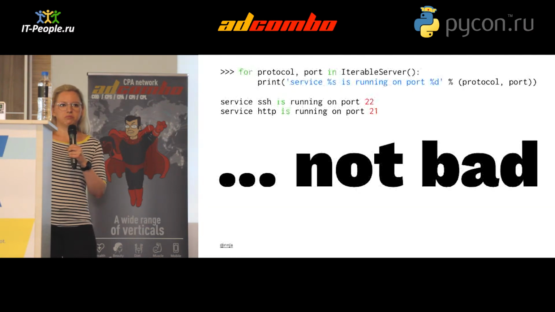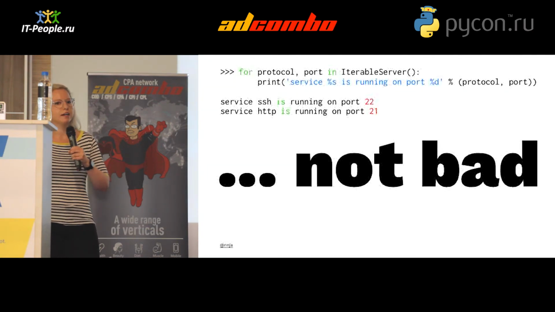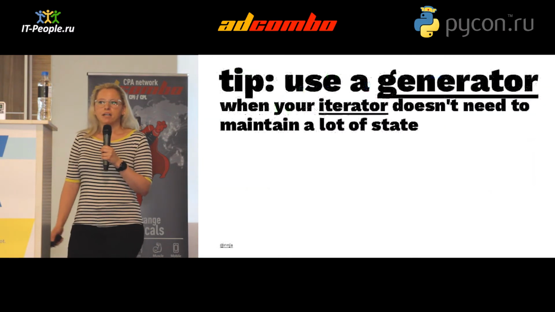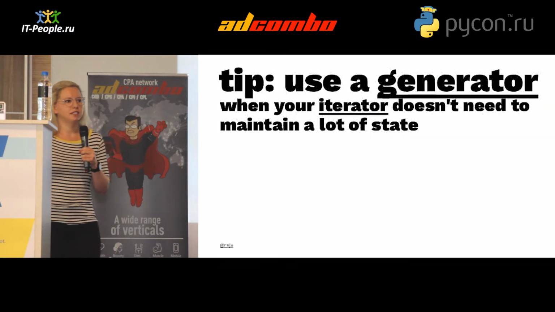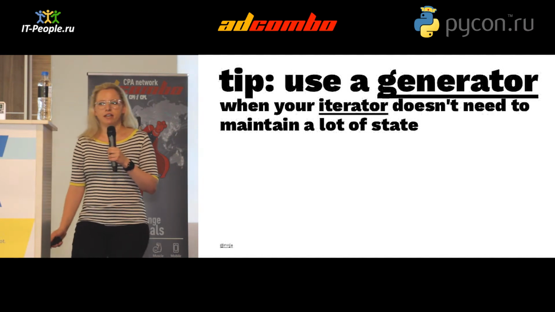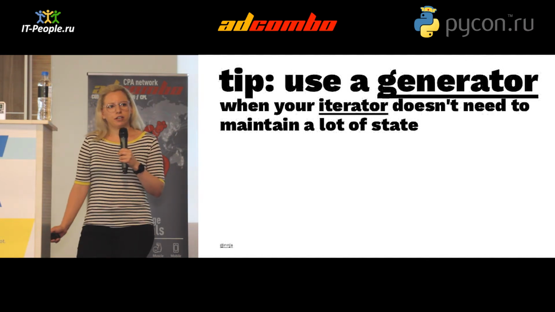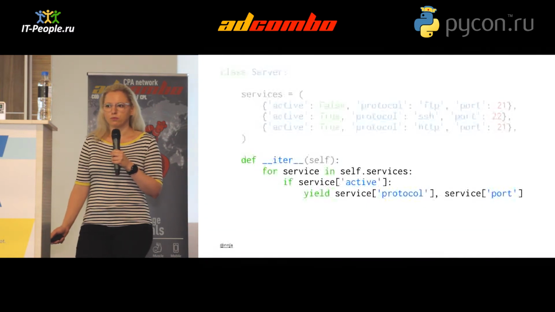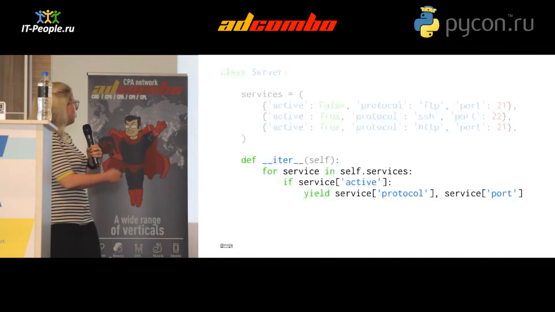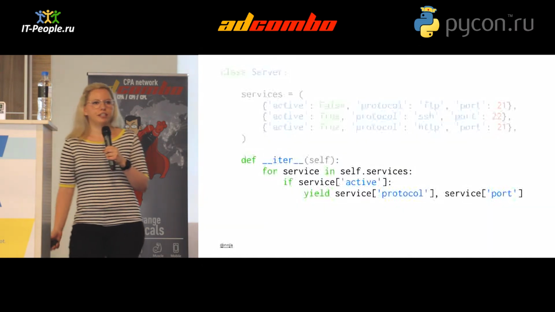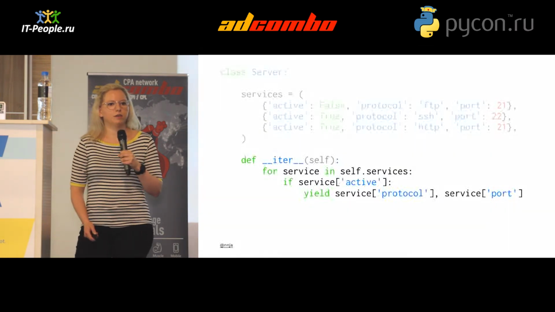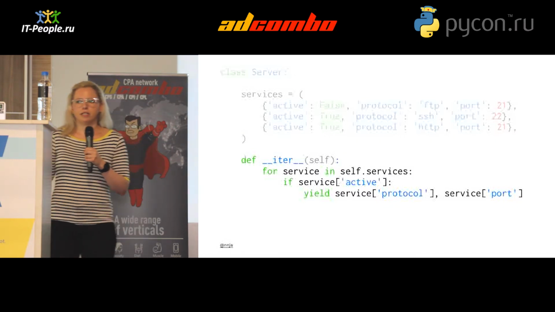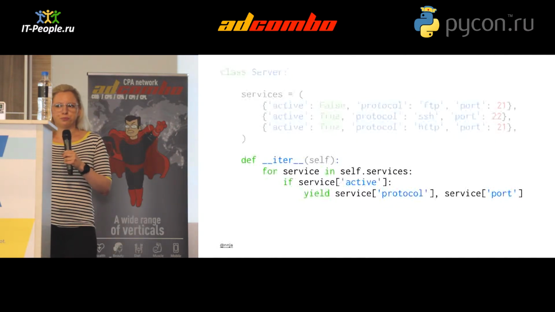So now we can loop over all our active services. Yeah, pretty cool, not bad. But my tip here is when you don't need to maintain a lot of state, use a generator instead of an iterator. Now, what does that look like? We have our dunder iter implemented, and instead of returning self and implementing a dunder next here, what we're doing is we're yielding a value.